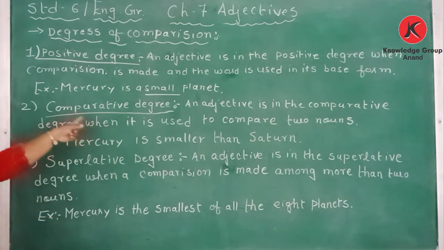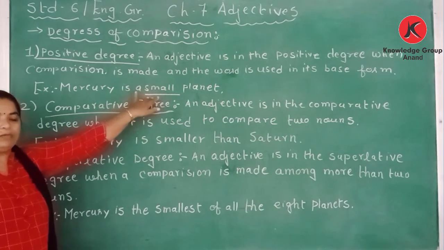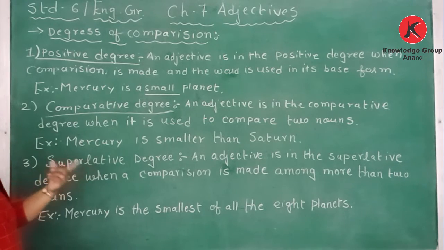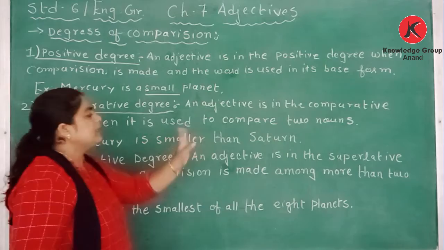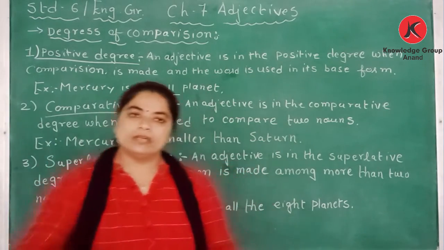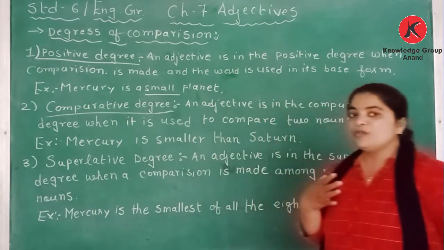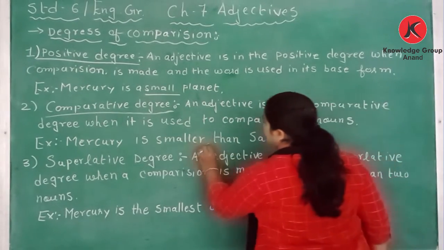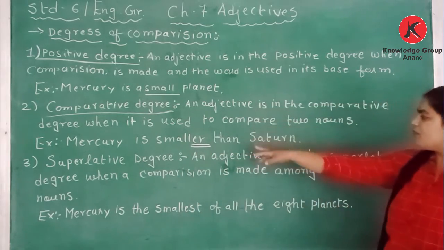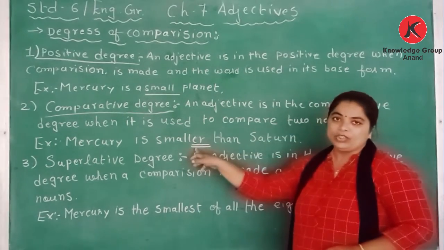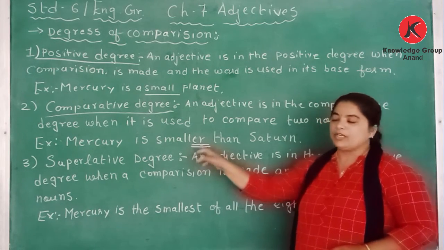Here we have taken: Mercury is a small planet. So the degree is in positive form. Here we will be comparing because we are talking about the planets. So, Mercury is smaller than Saturn. See, now here we have used a comparative degree. In a comparative degree, we use ER. To the base form, we add ER to compare between two nouns.